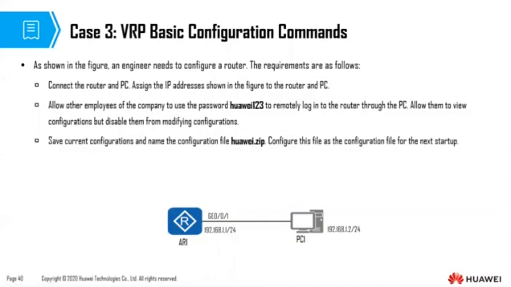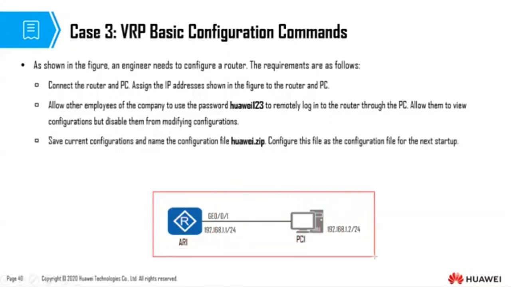So this is the last case, VRP basic configuration commands. In this particular example, we have connected a PC to a router. So we want to assign the IP address as shown. So we configure this interface G0/0/1 with this IP address. Then we want to allow other employees of the company to use the password Huawei123 to remotely log into the router through the PC. So for that, we have to create a VTY interface.